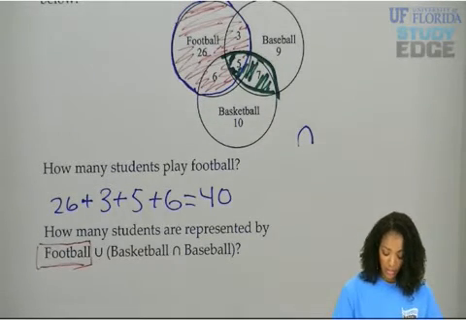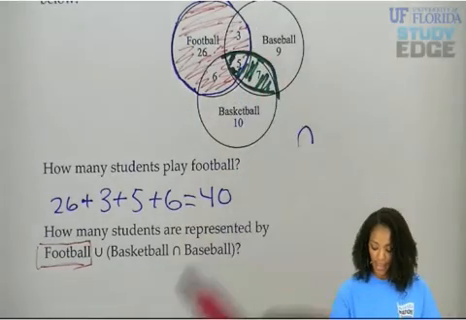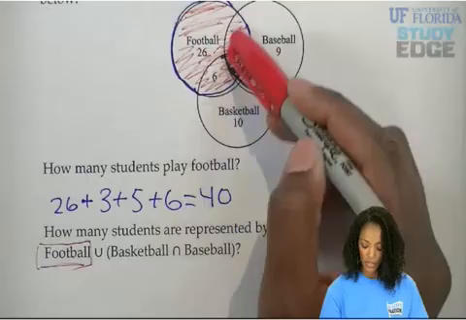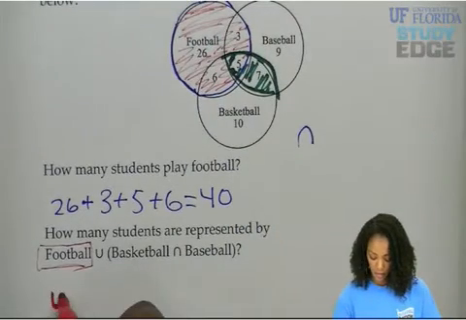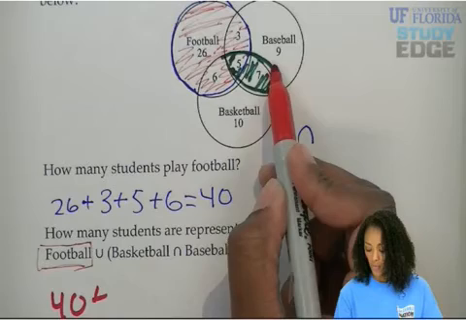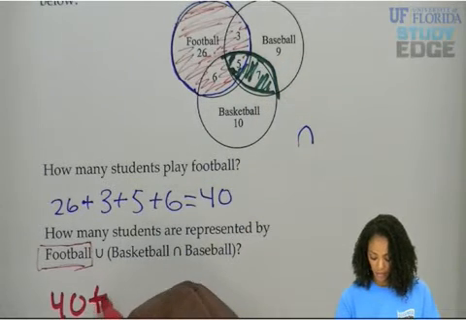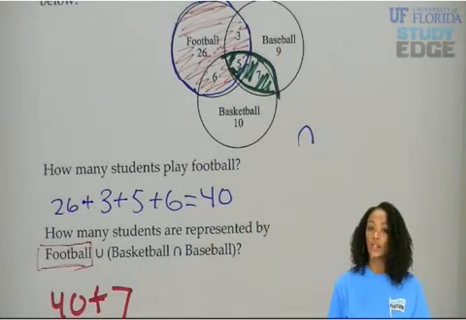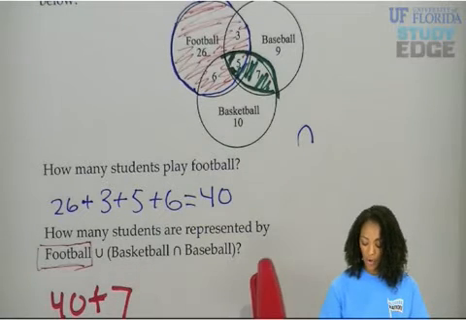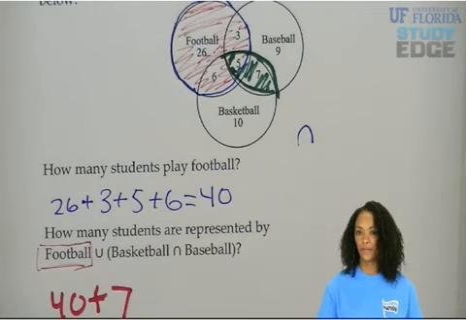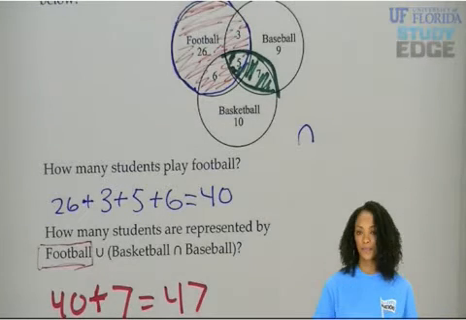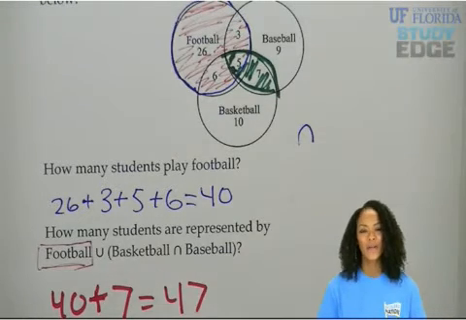But notice that they overlap. So we want to add this whole region up. We know this circle is 40, plus, and since we already included the 5 here, now we only need to add this 7. That includes everyone that plays football plus everyone that plays basketball and baseball that doesn't play football. That's 47 people. I hope that was able to help you out.